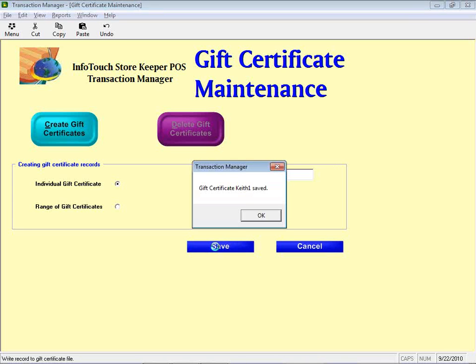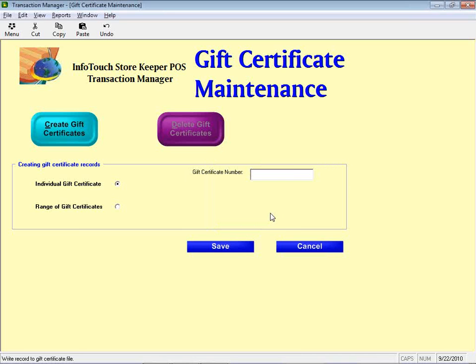And that's it. We now have a gift certificate in the system that can be issued and then later redeemed, called Keith 1. But that's kind of cumbersome, especially since people will often, when they're doing a print up of these things, go through a range. And so we support an automatic range for you.